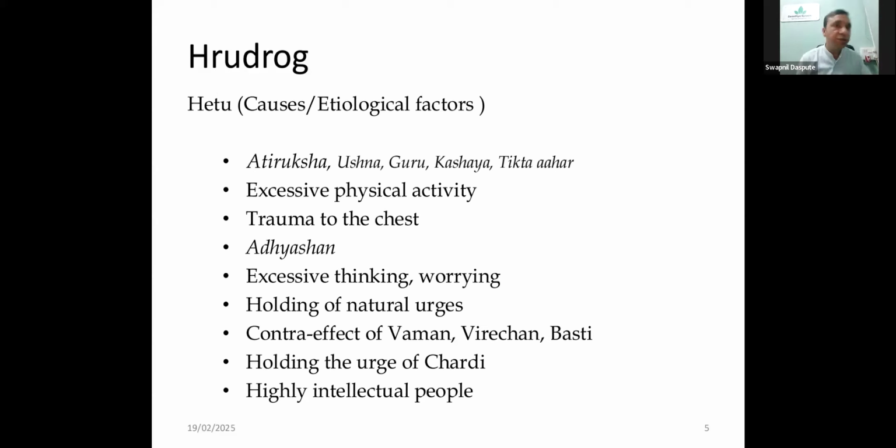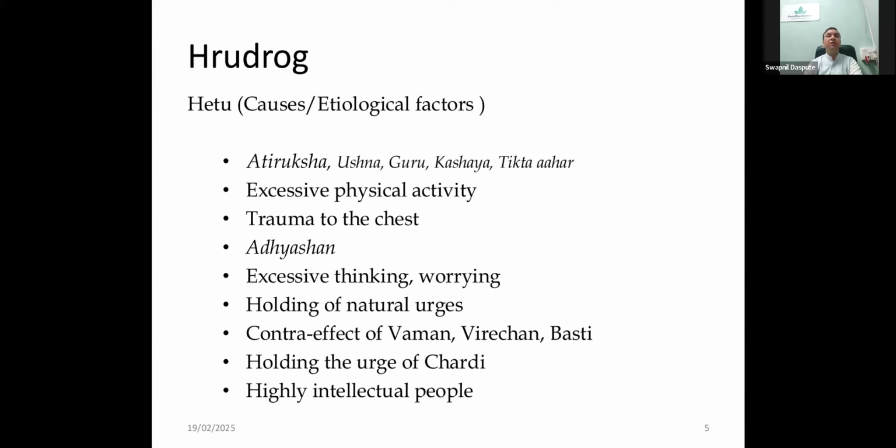Rudrog. So the hetus: consumption of atiruksha, ushna, guru, kashaya, tikta ahara. Okay, so all these are various dosha aggravating food items. So atiruksha will be vata, ushna will be pitta, guru will be kapha, kashaya, tiktahara, again vata aggravating food items. Excessive physical activity. Excess of physical activity.